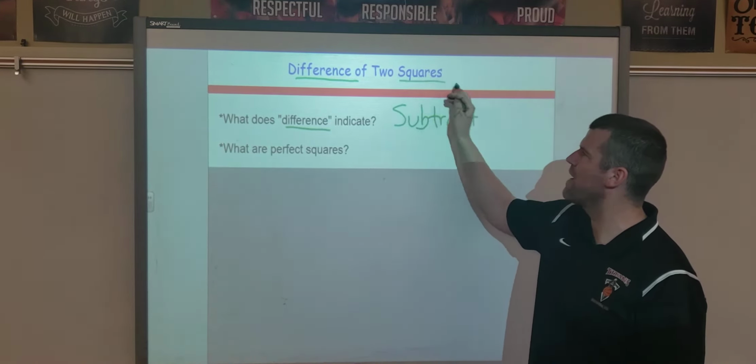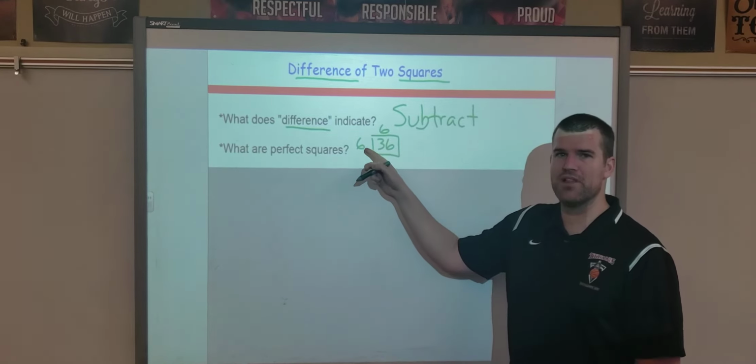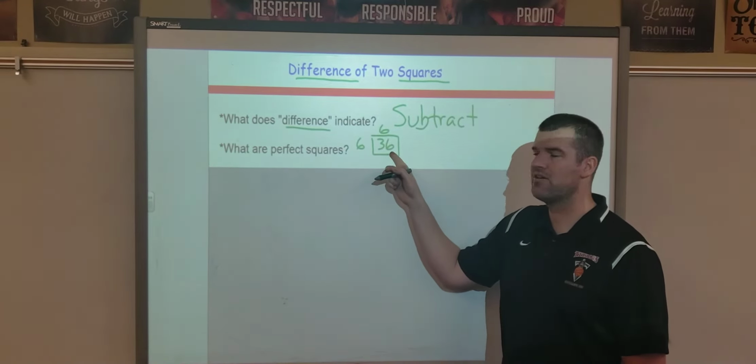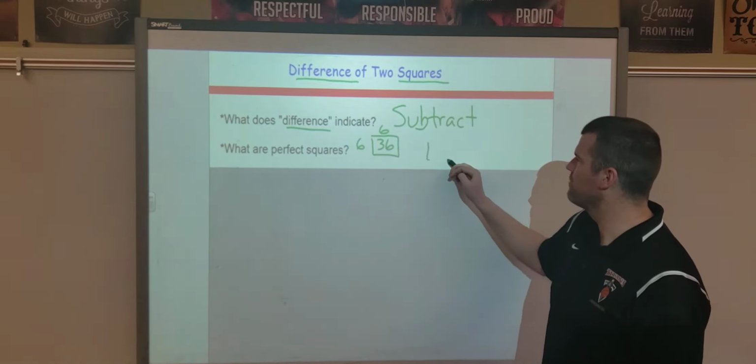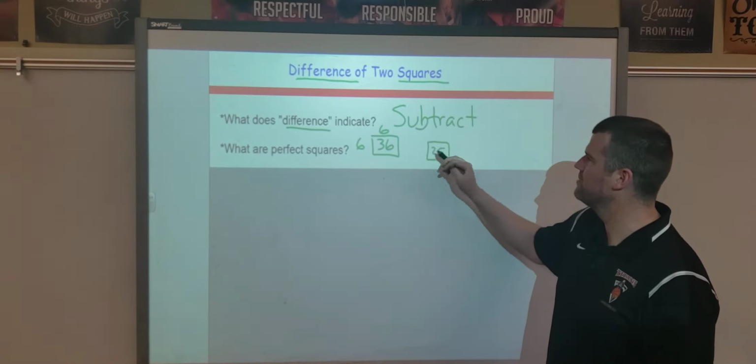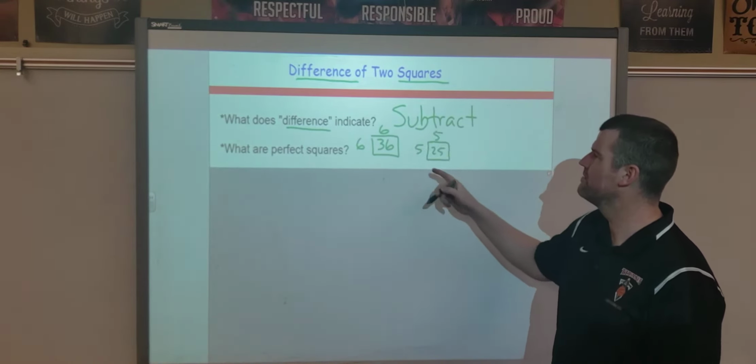Well, a perfect square is something like 36, because to get 36, I can do 6 times 6. So both sides are the same length, 6 and 6, and they make the area 36. Or if we had 25, we could do 5 and 5. Those are the same length, it's a square, and they make 25. So you're probably familiar with most of these, right?